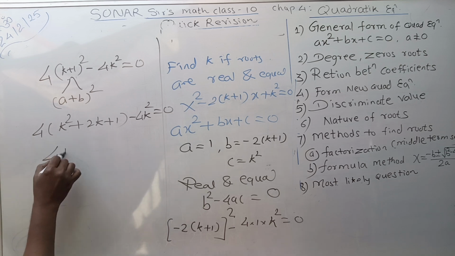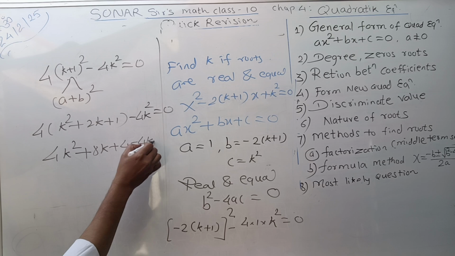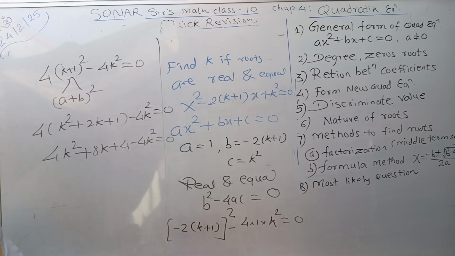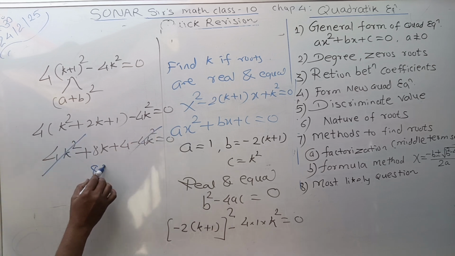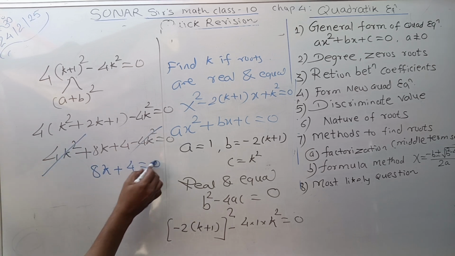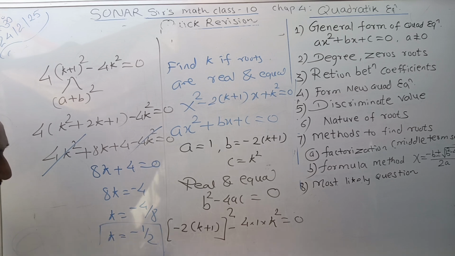If we multiply, we'll get 4k square plus 8k plus 4 minus 4k square equals 0. In this question, the 4k square terms, minus and plus, will cancel, so 8k plus 4 equal to 0, 8k equals minus 4, so minus 4 upon 8, so k equals minus 1 by 2. So we'll get the answer by solving this type of question.